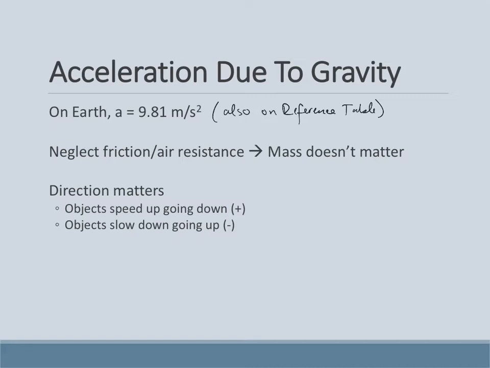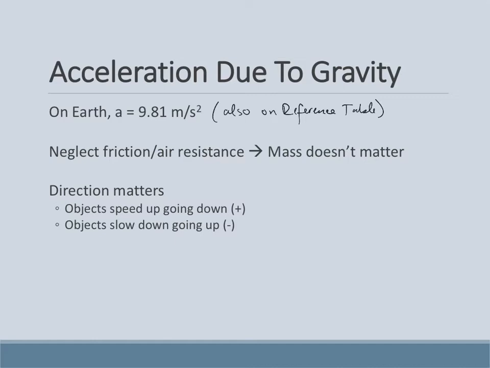Now, second point, we neglect friction and air resistance in our problems. So that simplifies our problems a lot more, which means mass doesn't matter. We're dealing with how we describe motion vertically. We don't care about how mass is going to affect that because we're neglecting friction and air resistance. Lastly, we care about direction.